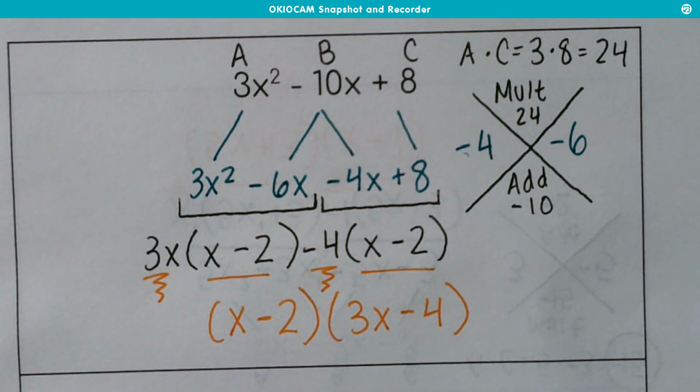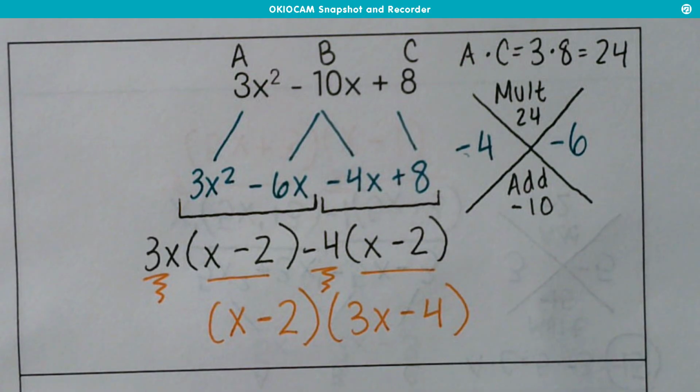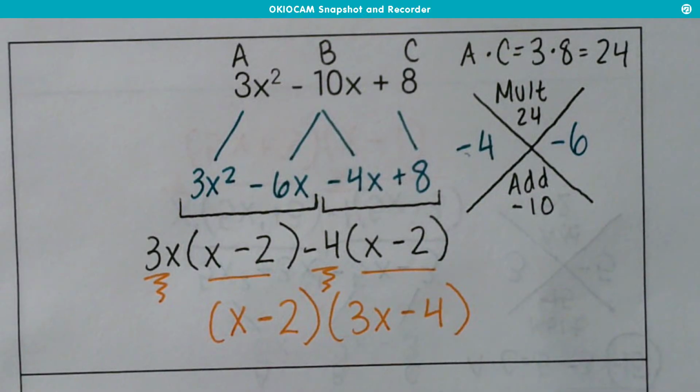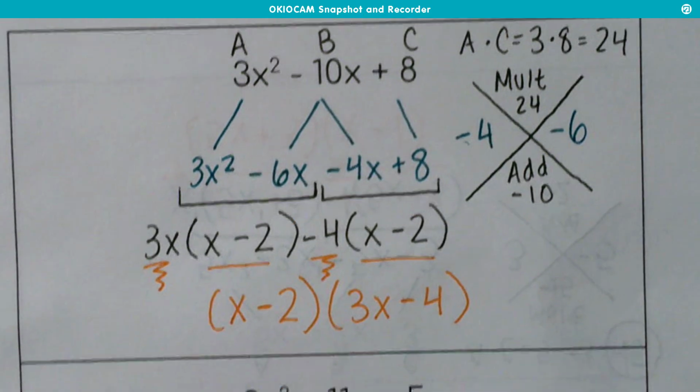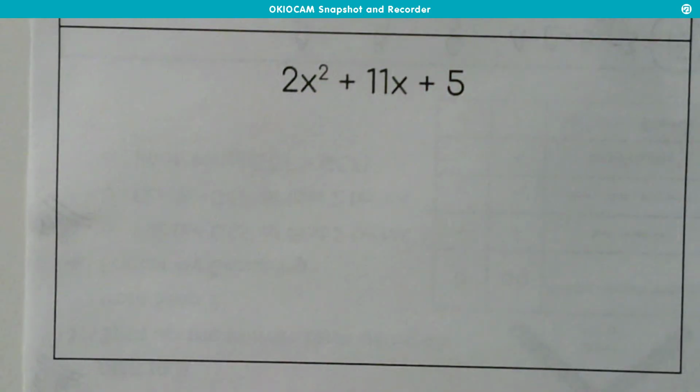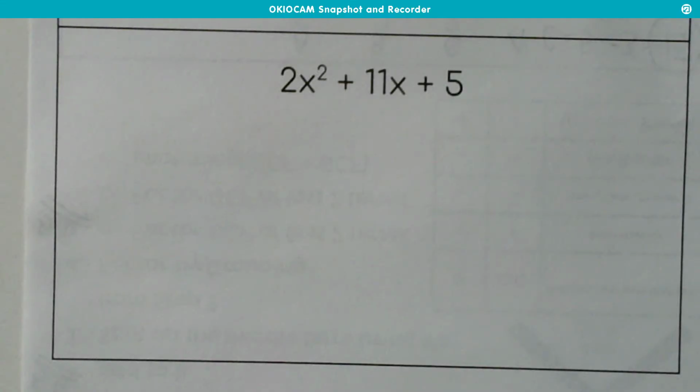Okay, we've got one more then that we're going to do together. As we're doing this last one, and as I'm going through each step, and I say what we're going to do, stop and think to yourself, could I do that? And if I can't, either ask about it now or ask about it when we get to the assignment. Okay, am I good to move? All right, last one. We've got 2x squared plus 11x plus 5.